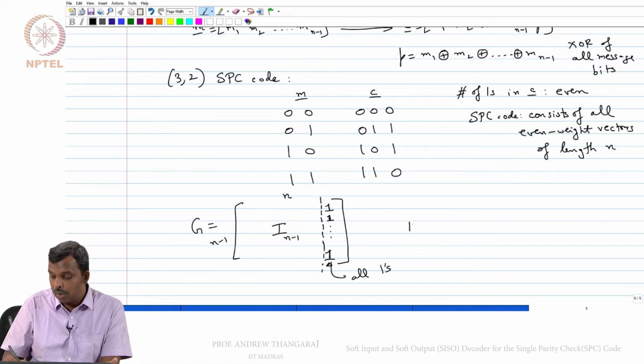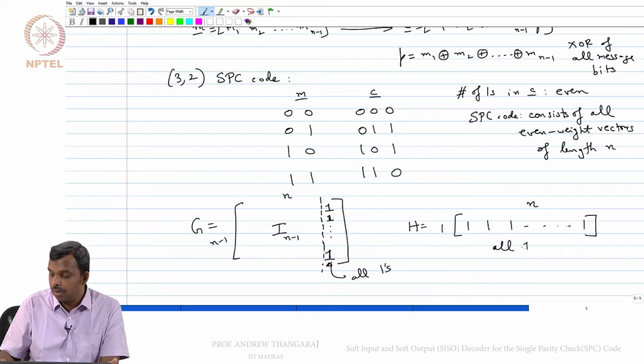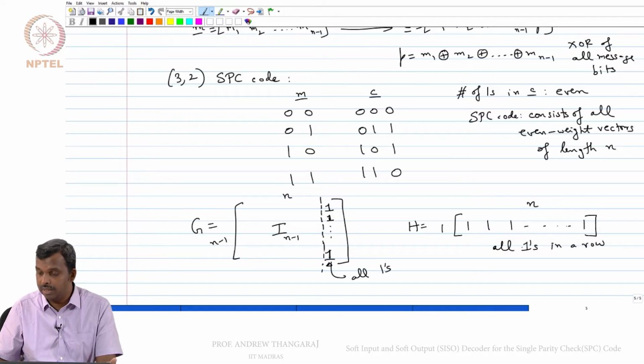Now, if you convert this into a parity check matrix, the parity check matrix, if you remember from the dimension, is just 1 cross n. It is basically one row, all ones. This is just all ones in a row. So this is quite easy to see why this is true.